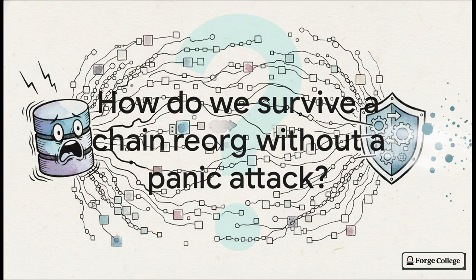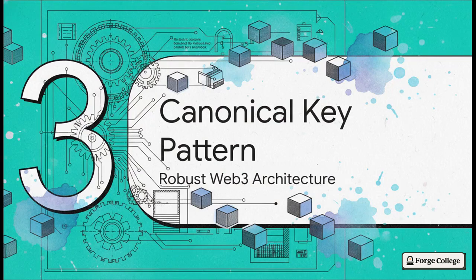So how do we survive a chain reorg without our off-chain database having a complete panic attack? When the blockchain changes its mind and reorgs, your listeners might see events magically disappear, reappear, or even duplicate. If we don't have a specific mechanism to deduplicate these things, our off-chain state is going to get totally corrupted. Which brings us to Section 3, the canonical key pattern. Let's see how this solves the whole chaotic reorg problem.